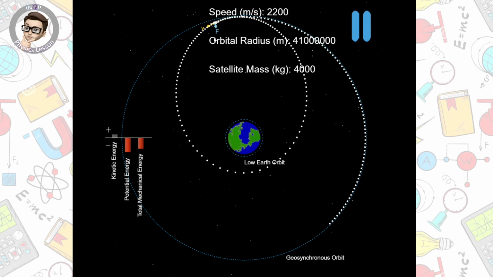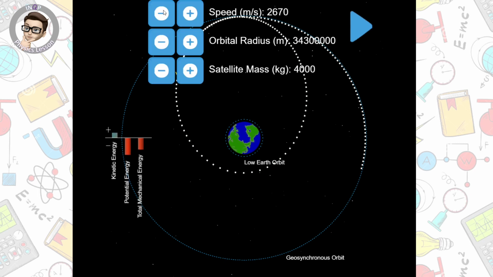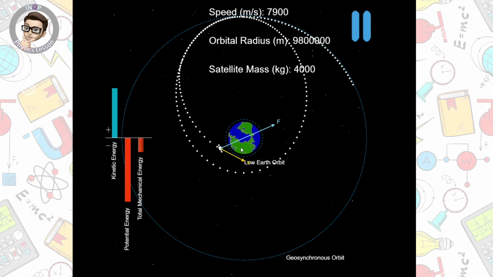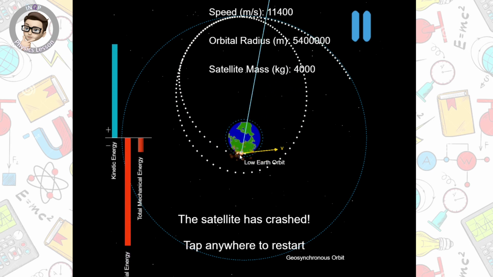But now we're in a highly elliptical orbit, and every time it's slowing down, let's slow it down a little bit more, we are finding it is getting closer and closer to the Earth. So if the velocity decreases, oh, we've lost our satellite, it's gone. The velocity decreases, then it no longer has the speed it needs to keep orbiting the Earth.